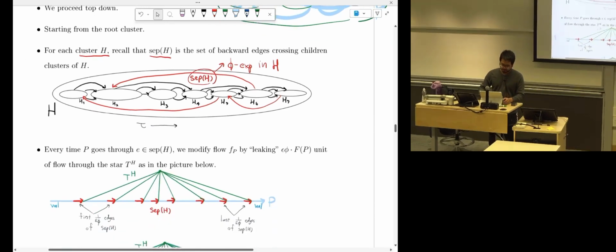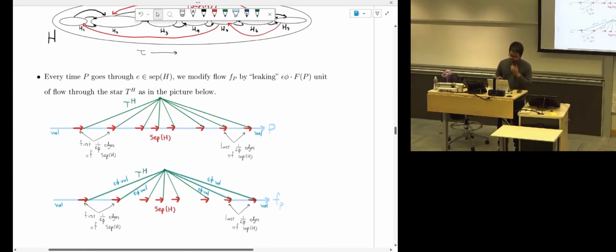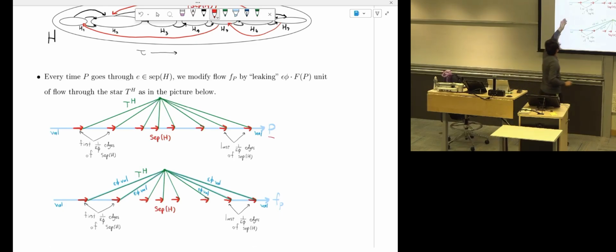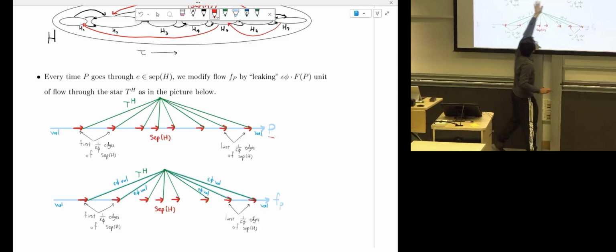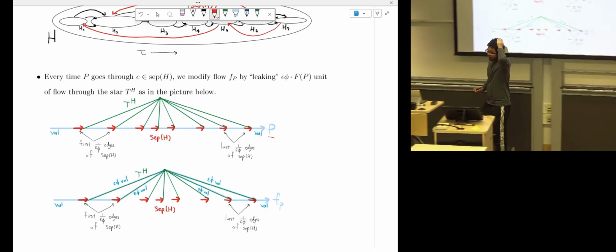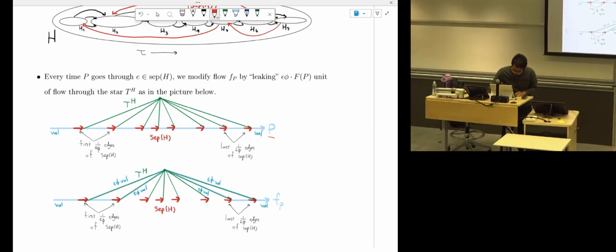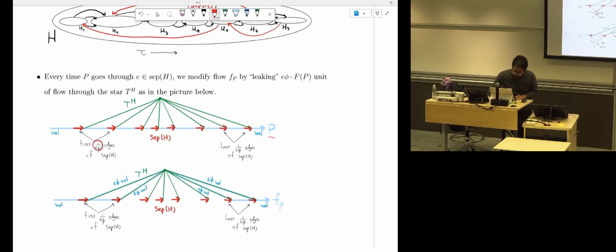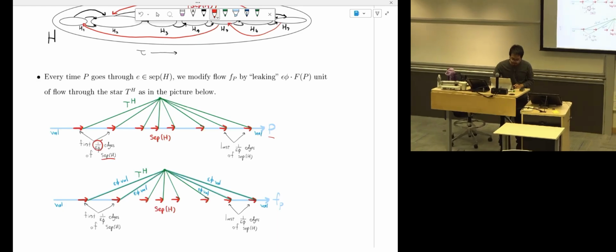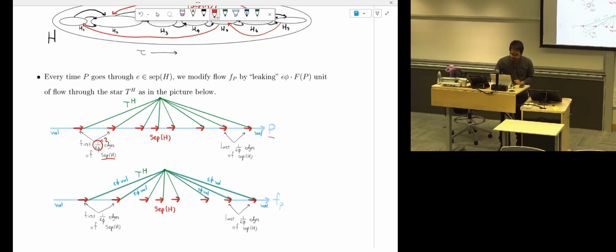And the idea is this. Let's say this is a path P, and it goes through the separator of H many times like this. Now, let's say I look at the first 1 over epsilon phi edges from the separator of H. Let's say this number is 2 for simplicity. Look at the first 1 over epsilon phi edges from the separator, and the last 2 here.